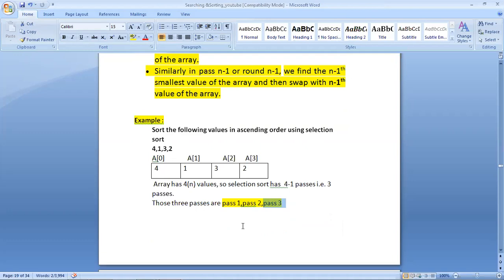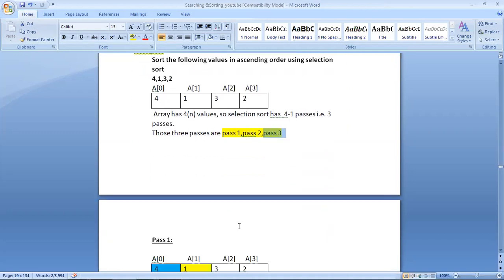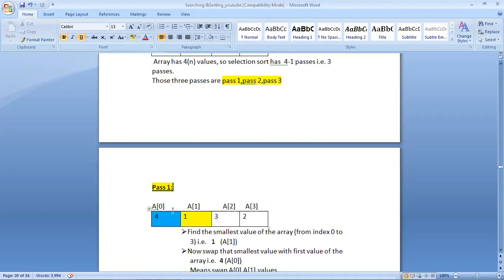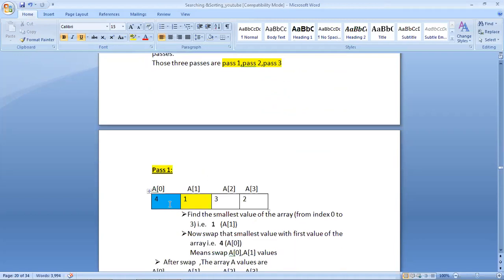So we see pass 1. Pass 1 and round 1 are the same. Here, according to the selection sort procedure, in pass 1 we have to find the first smallest value of the array. The first smallest value of the array is here 1, which is in yellow color, and it should be swapped with the first value of the array, that is 4. That means we have to swap 1 and 4.